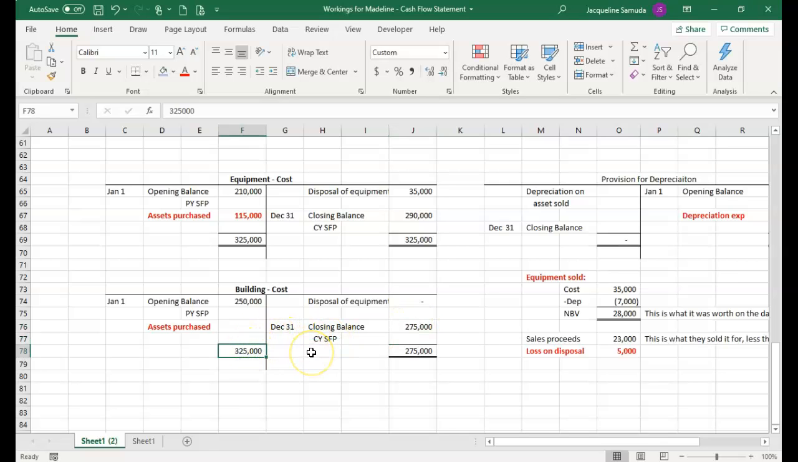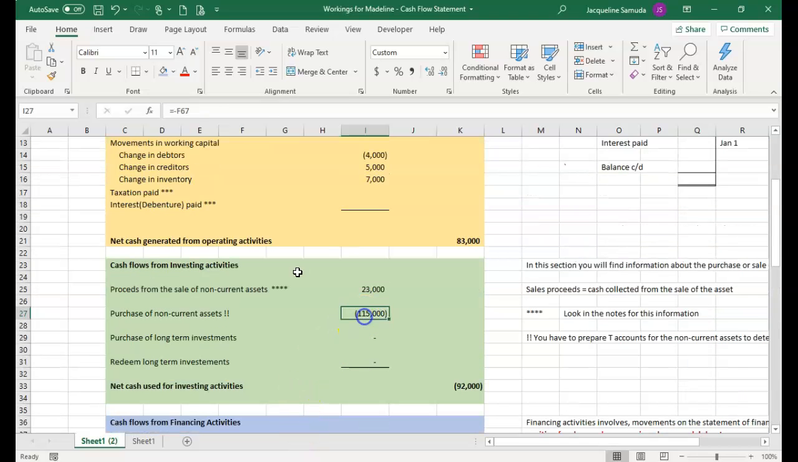So when I look, if the total on the credit side was $275,000, the total on the debit side is $275,000. So they did purchase some assets for the building. They probably put an extension on the building, probably built a room or raised the roof or something. So there was an asset purchased of $25,000. So not only did they buy equipment, they extended the building and spent $25,000 on it. So let's put that figure in.